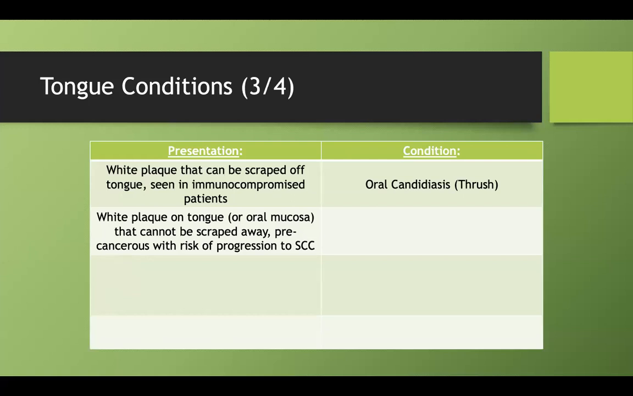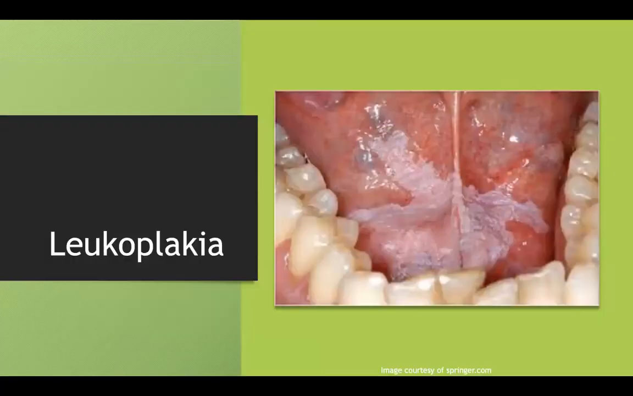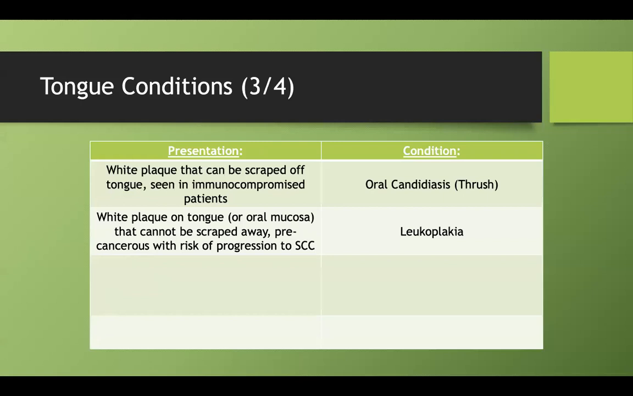What if you found a white plaque on the tongue that cannot be scraped away? And this lesion is actually precancerous and can progress to squamous cell carcinoma. This is called leukoplakia, which you can see right here. Remember the difference between the two? You cannot scrape away leukoplakia, but you can scrape away thrush, okay?